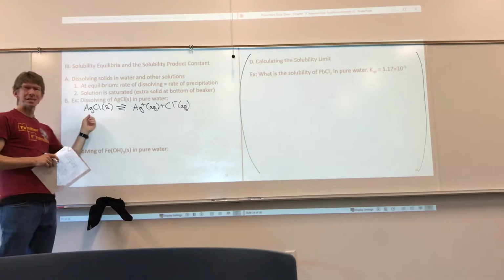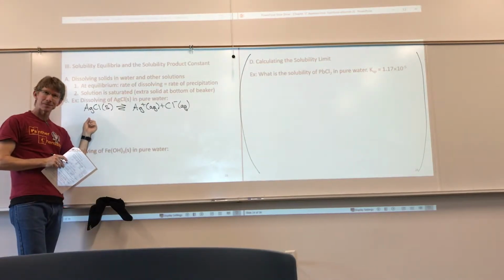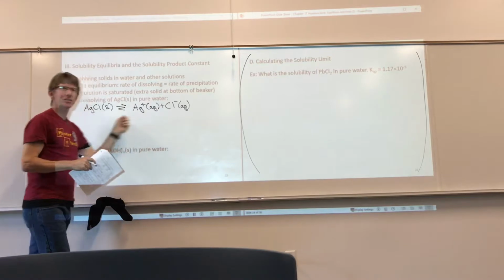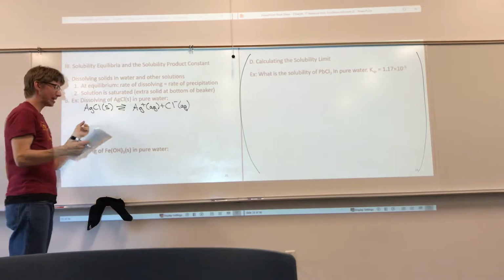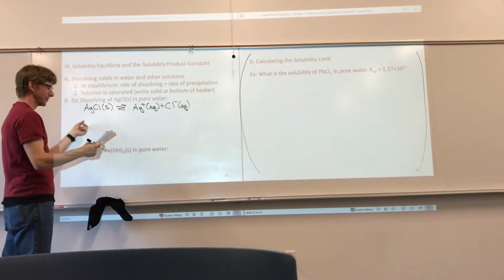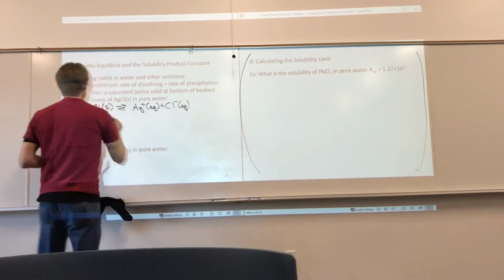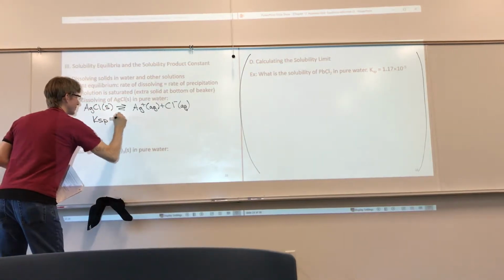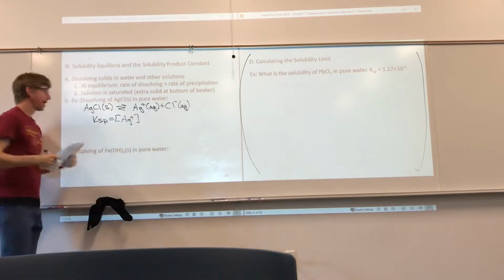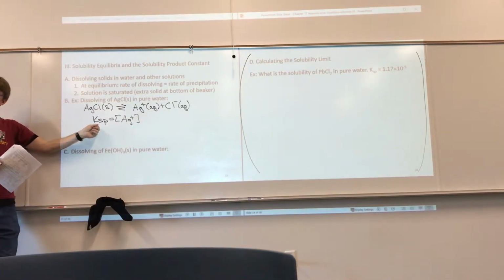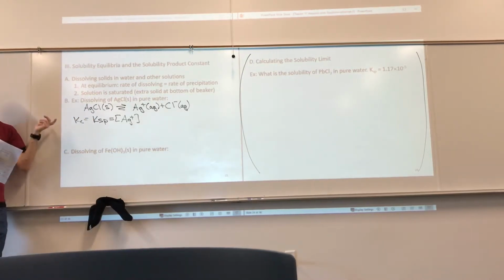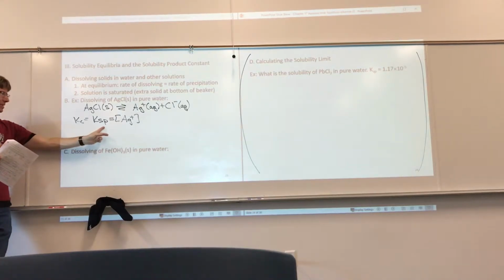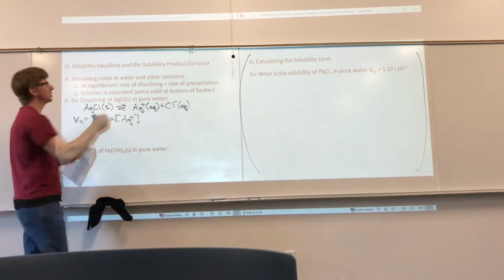Now, if I was to ask you to write a Kc for this, you would say products over reactants. The reactant is a solid, so it doesn't show up. And that's exactly what we're going to do here. And instead of calling it Kc, I'm going to call it Ksp, but it follows all the same rules as Kc. But since it's a named type of reaction, it has an sp. sp stands for solubility product.